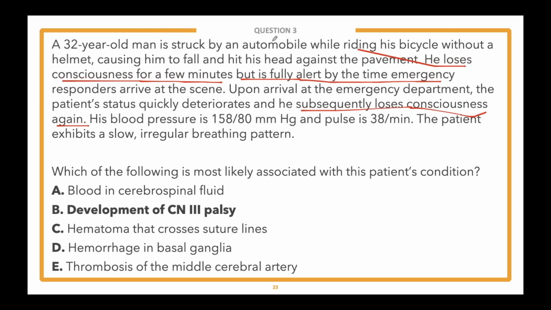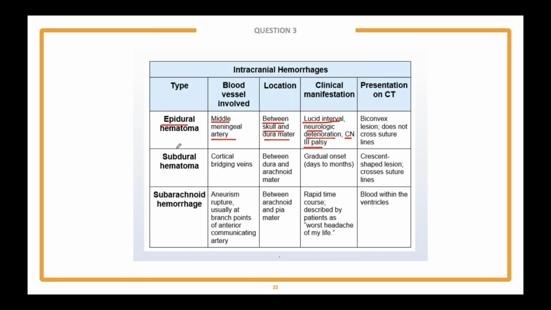A, subdural hematomas, well, they occur as a result of rupture to the cortical bridging veins, and they are more common in elderly patients, okay? And so subdural hematoma tends to be more gradual, and a non-contrast CT will show a crescent-shaped lesion that will cross suture lines. So there's a couple of things here to notice. Subarachnoid hemorrhage is the worst headache of my life, and subdural is going to be gradual onset, days to months.